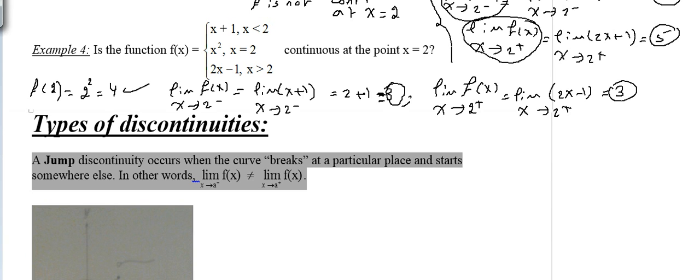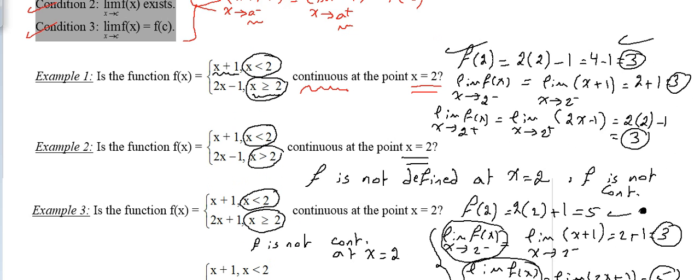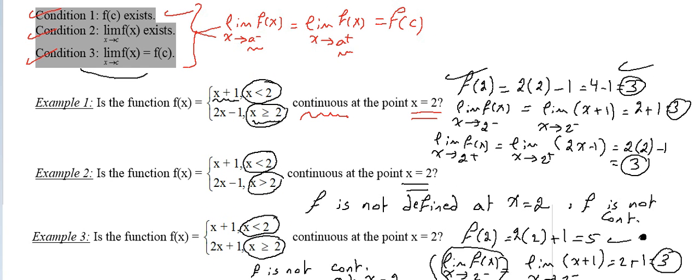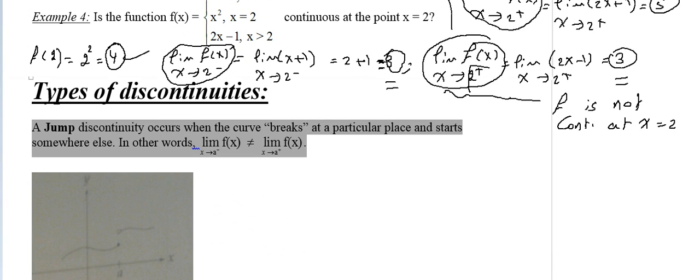But are they equal to f of 2? The limit of f of x as x tends to 2 plus is equal to the limit of f of x as x tends to 2 minus, but they are not equal to 4. They are both 3. So f is not continuous at x equals 2 in this case, because the third condition says the limit of f of x as x approaches c should be equal to f of c. So as x approaches 2, the limit should be equal to f of 2, which is 4.